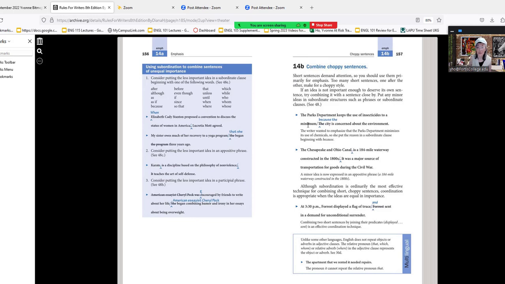So here's an example. The Parks Department keeps the use of insecticides to a minimum because the city is concerned about the environment. And so in this sentence, the writer wanted to emphasize that the Parks Department minimizes its use of chemicals. So she put the reason in a subordinate clause beginning with because. And so therefore the first part, the fact that they don't use chemicals, that's the important point. And then the reason being, what is the reason? Oh, because they're concerned with the environment. That's not so important. So the not so important reason gets put into a subordinate clause, while the important idea gets put into the independent clause.